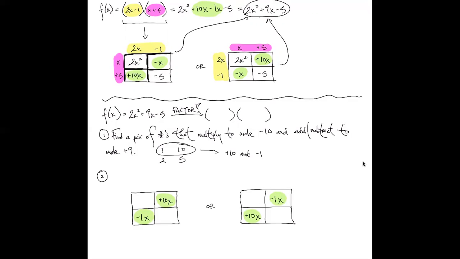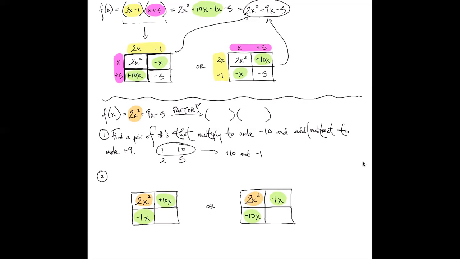Now, what do we put in the box next? Well, we actually go back to our original problem. Whatever our ax squared is, that goes in the top left box. So 2x squared goes there, or 2x squared could go here. And that's the orange, which matches the first term in my original problem.